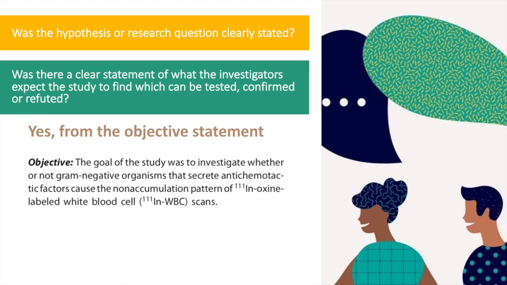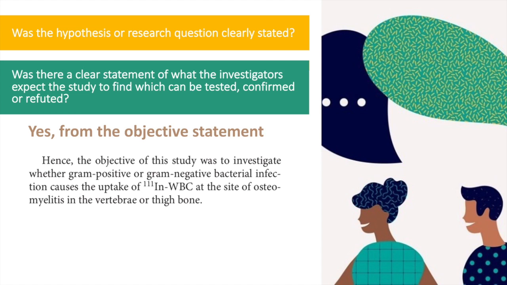Now, for these two questions, the answer can be found in the objective statement, where we can see that the goal of the study was to investigate whether or not gram-negative organisms that secrete anti-chemotactic factors cause the non-accumulation pattern of indium oxine-labeled white blood cells. We can also see from the objective statement that this study was used to investigate whether gram-positive or gram-negative bacteria infections cause the uptake of indium-labeled white blood cells at the site of osteomyelitis in the vertebra or the thigh bone.